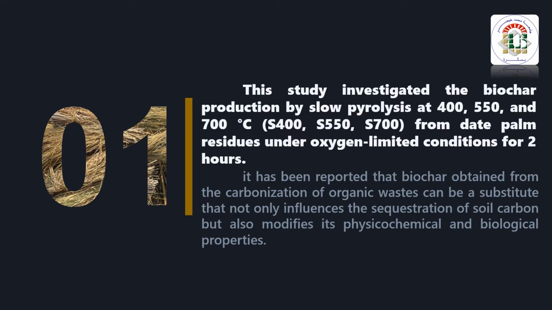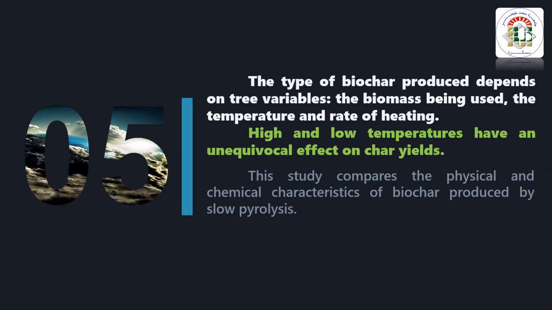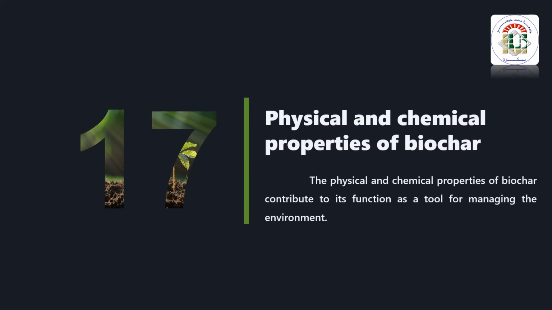It has been reported that biochar obtained from the carbonization of organic waste can be substituted, which not only influences the sequestration of soil carbon, but also modifies its physicochemical and biological properties. The type of biochar produced depends on 3 variables: the biomass being used, the temperature, and the rate of heating. High and low temperatures have an unequivocal effect on carbon yields. This study compares the physical and chemical characteristics of biochar produced by slow pyrolysis.